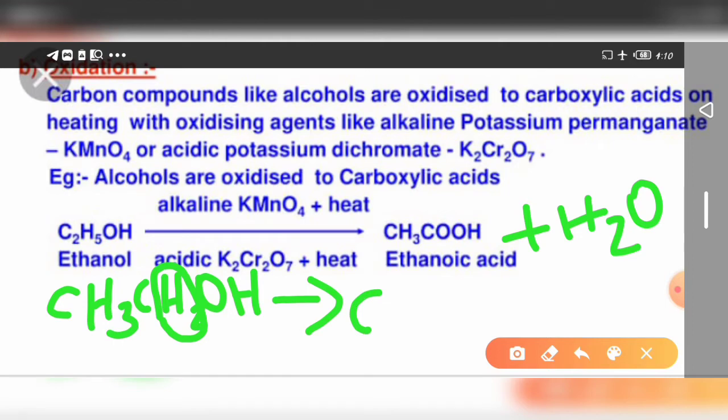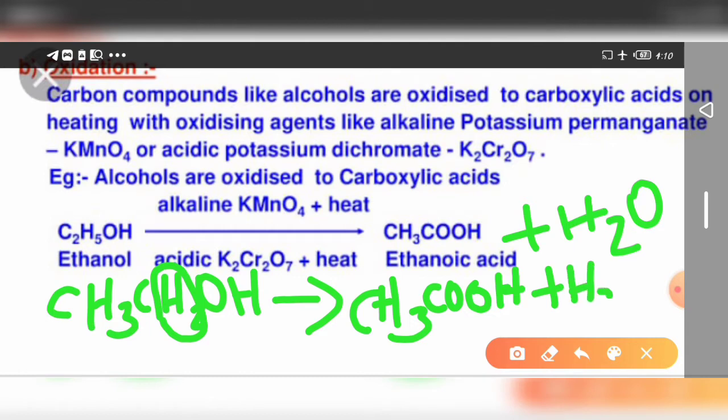It gives CH3COOH with liberation of hydrogen. This hydrogen combines with the oxygen to form H2O. Okay, this is the identification of alcohol also. Already I said the potassium dichromate color, orange, changes into green. That identifies the alcohol.